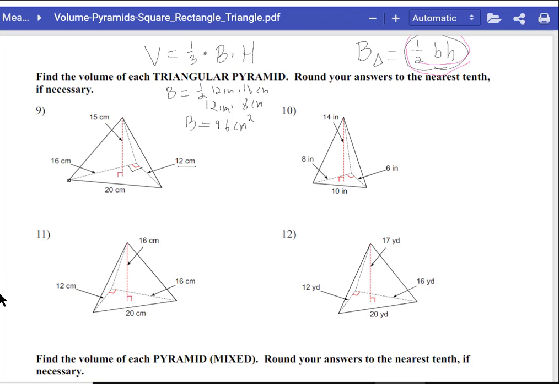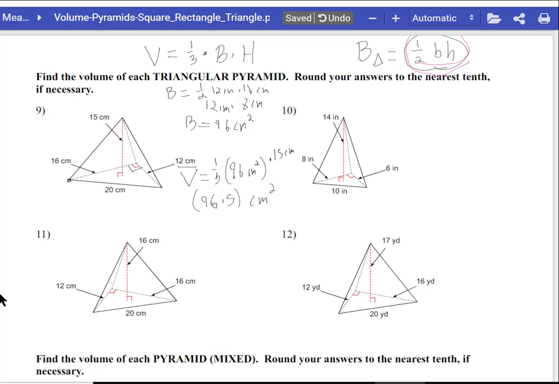Well, now we have to figure out what is the volume. How far does it go up? Well, I know it's going to be 1/3 the area times the height of the pyramid. And 1/3 of 15 is now going to be 5. So now I'm going to have 96 times 5 because I divided 15 by 3 right there.